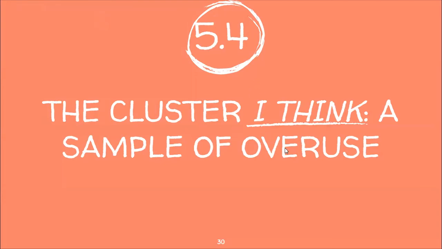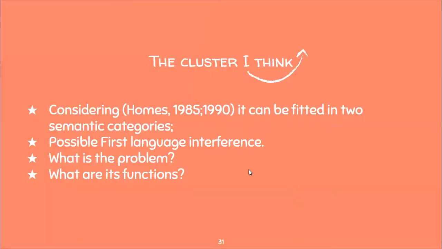I am Gabriela, and I will be talking about I think as a sample of overuse. The researchers have found that the cluster I think was being overused among Brazilian students. And they fitted this pragmatic marker into different semantic categories. One is the deliberative category, when people employ it to express confidence. And the other one is the tentative, in which the users use it to express uncertainty. The focus here is to investigate the situations in which they use it to express uncertainty.